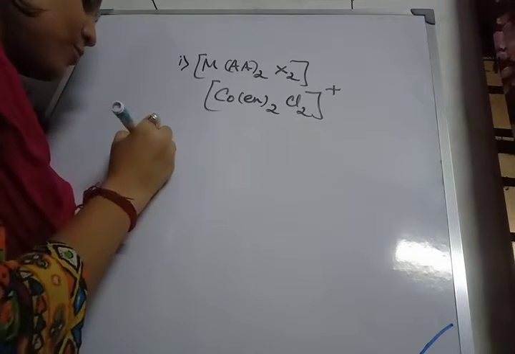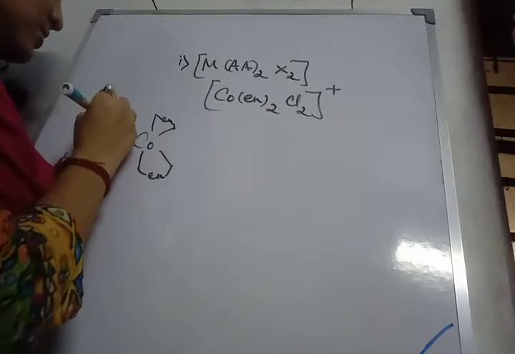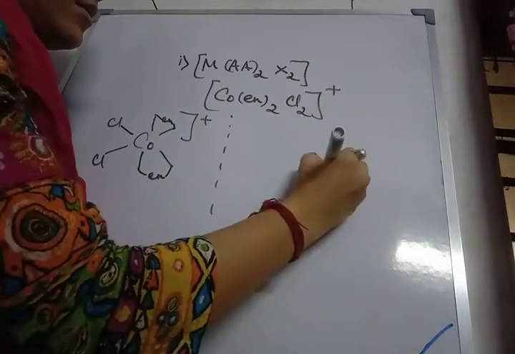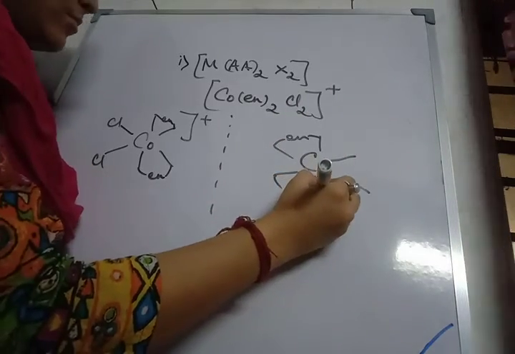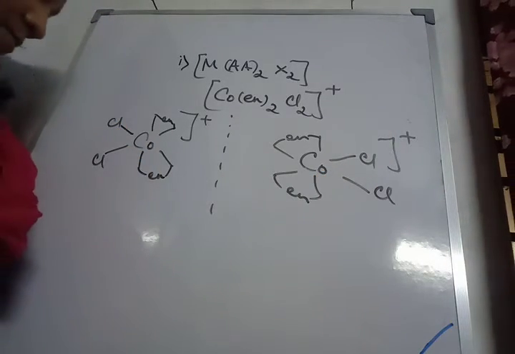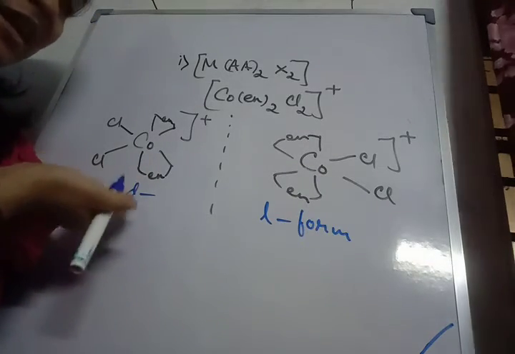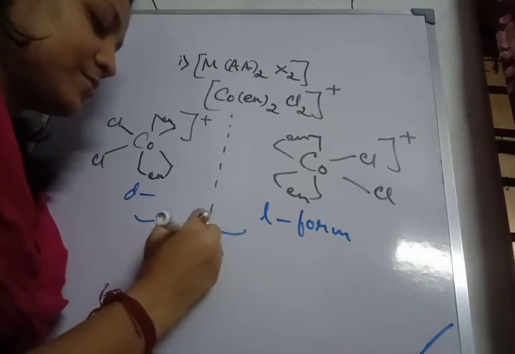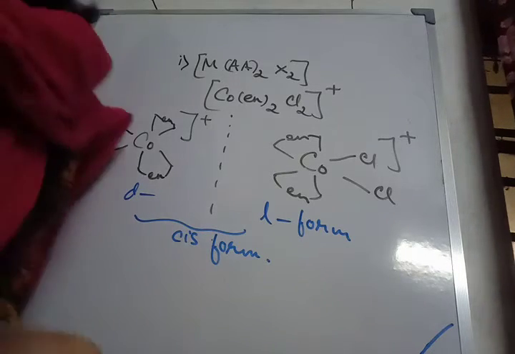Okay, so we are going to draw the cis form. This is the cis form, and this one, both are the cis form. One is my D form and another will be my L form. This is D form, this is L form. Either you can write this as L form and this as D form. Okay, so it's basically the cis isomers which exhibit optical isomerism and not the trans form.